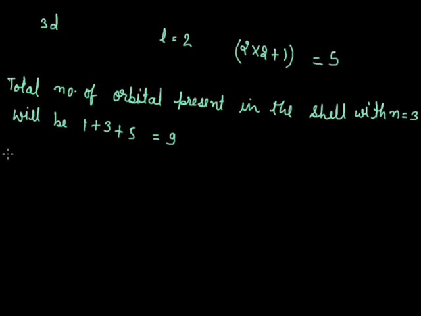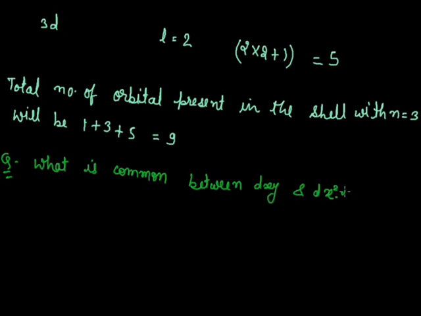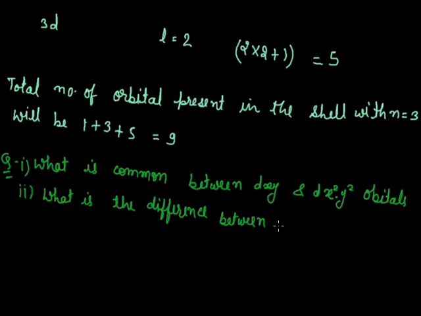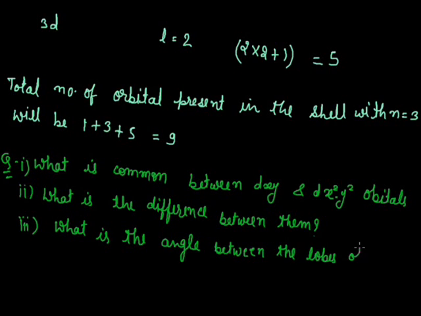Now the next question is, what is common between dxy and dx square minus y square orbitals? The second question is, what is the difference between them? And the third question is, what is the angle between the above two? So in this question, three questions are there. First is, what is common between dxy and dx square minus y square orbitals?